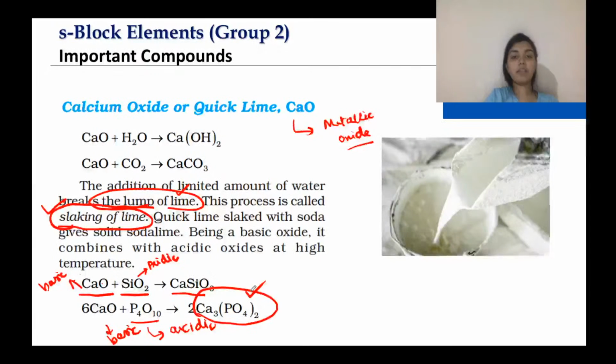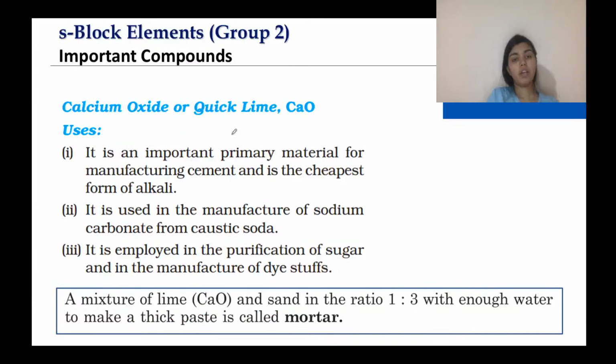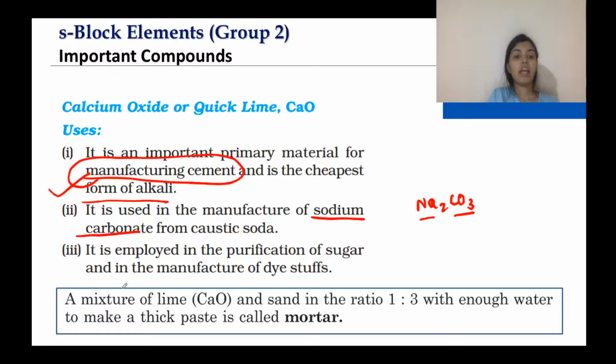Now next is uses. It is used for manufacturing cement. This is important: it is used for manufacturing cement, and it is the cheapest form of alkali. Second, it is used for the manufacture of sodium carbonate, that is Na2CO3, the reaction we have discussed previously. Next, it is employed in purification of sugar. This is also important. So two uses you need to remember: it is used for manufacturing cement, and second, it is used for the purification of sugar.